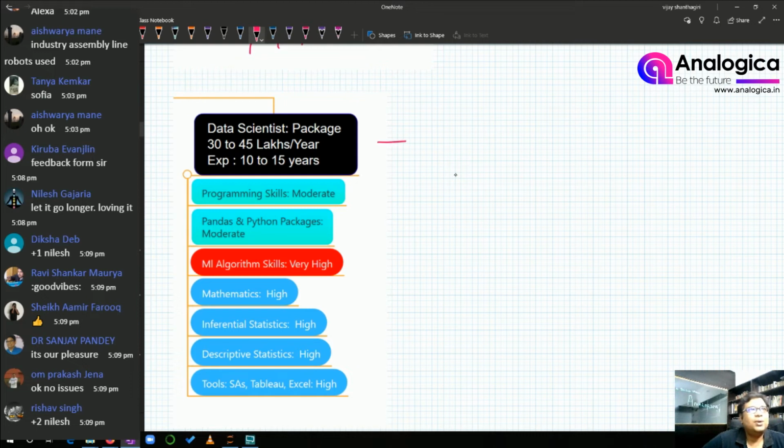So a so-called position of data scientist, in a moderately sized big company, would earn roughly about 30 to 45 lakhs per annum. But for this, you require 10 to 15 years. In 10 to 15 years, imagine so many problems they would have solved. And at a data scientist level, your programming knowledge expectation is moderate. Your pandas and Python expectation is moderate.